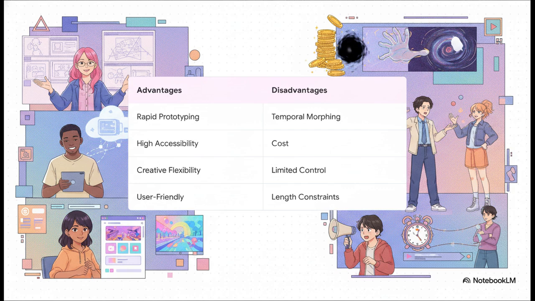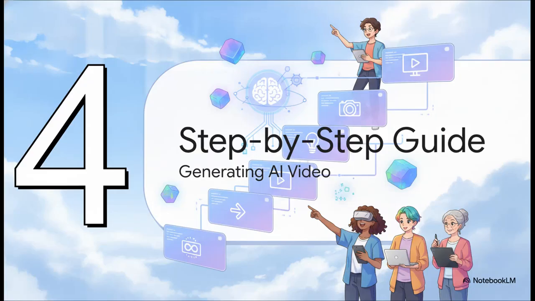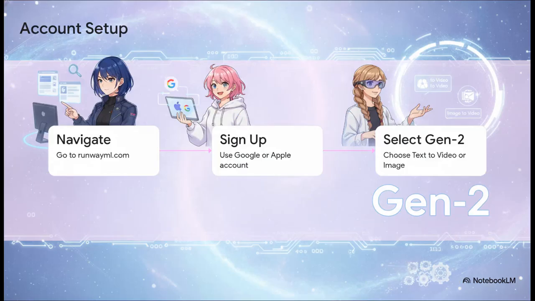Finally, it has a highly user-friendly interface, but you're dealing with length constraints. By default, generations are quite short, usually just 4 seconds long. And while you can extend them, doing that definitely reduces that temporal consistency we just talked about. All right, Section 4, your step-by-step guide. Let's start generating. Setting this all up is incredibly straightforward. For step 1, just open up your browser and navigate to runwayml.com. Hit sign up, and you can even just use your Google or Apple account to make it instant.